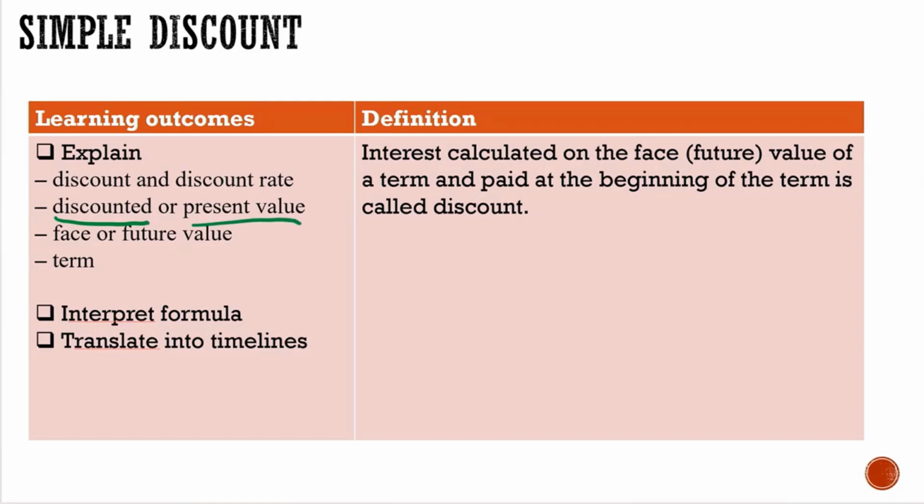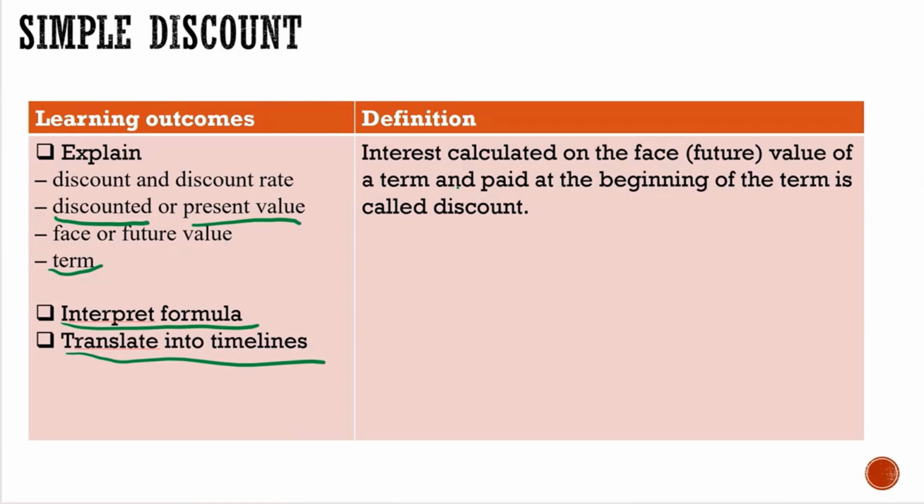Also look at these keywords, a discounted or a present value. When you look at the context of the story, if you're asked to calculate the discounted value, that is the present value. The face or future value is the value that you are going to be focusing on in the future. That is an accumulated amount. And then there's a term, that is the time. What we need to know is to interpret the formula and also translate these stories into a timeline. Those are the learning outcomes.